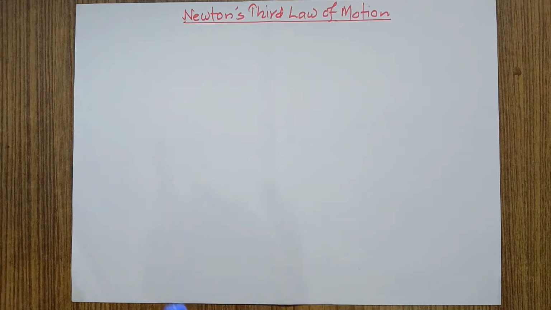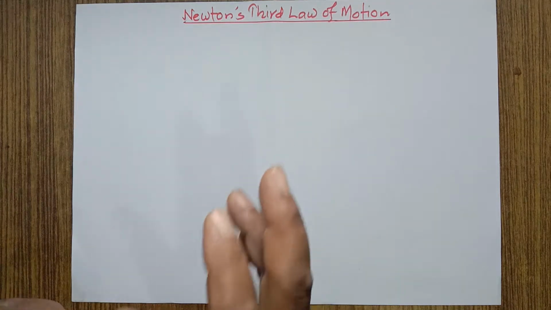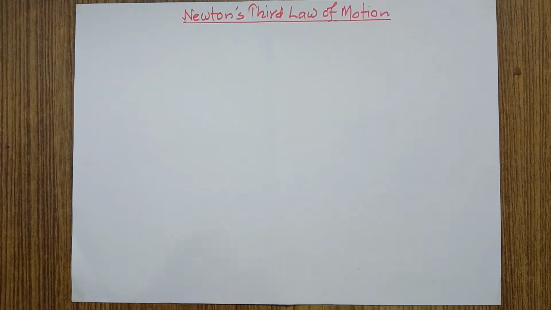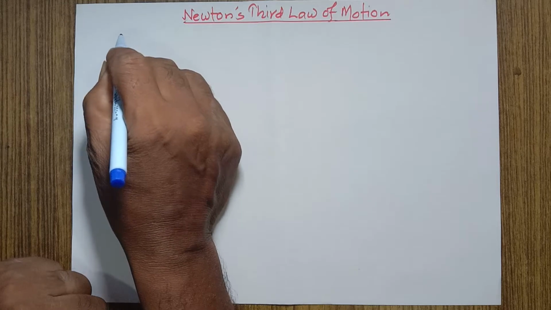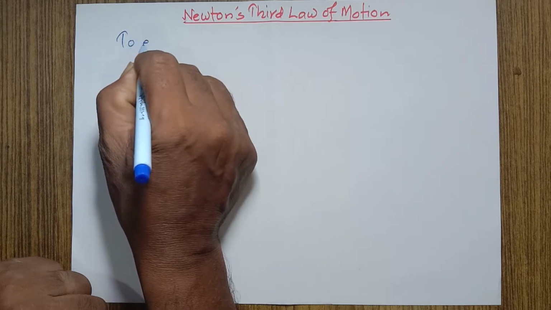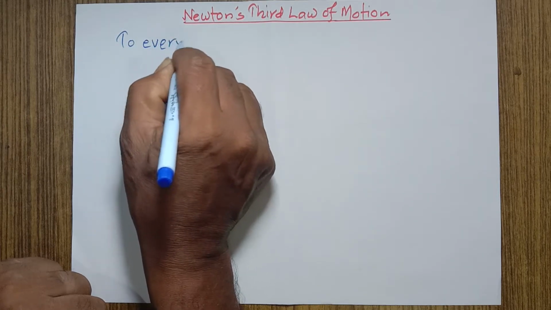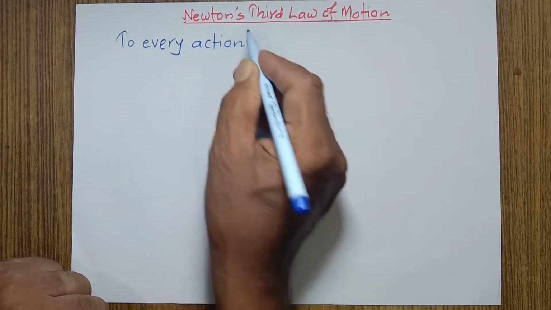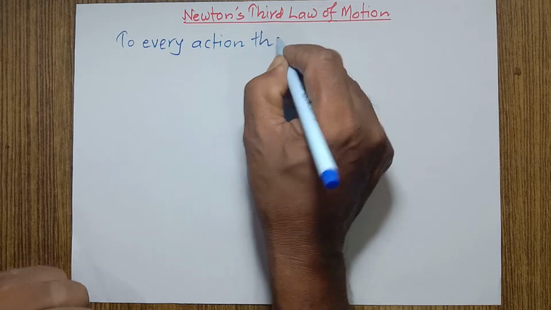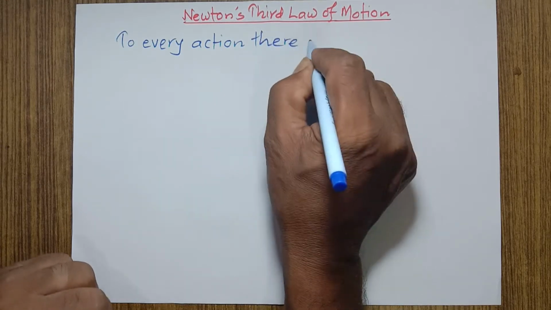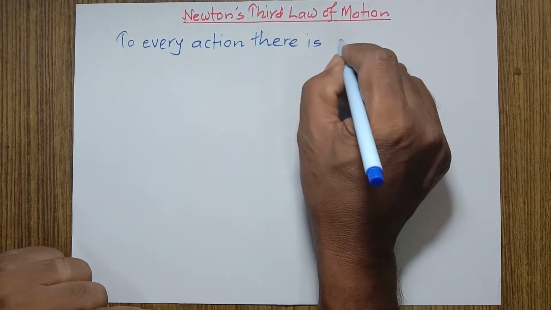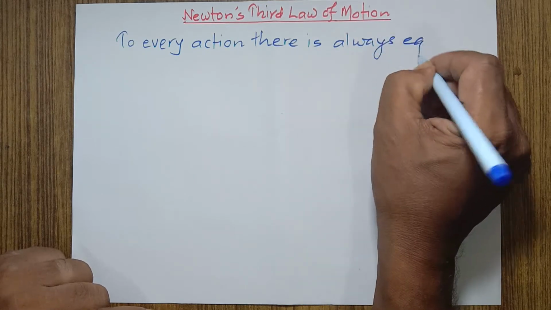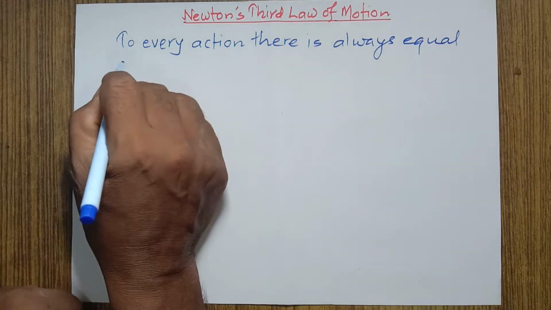Newton's third law of motion. This is one of the very famous laws among the three Newton's laws of motion. According to this law, to every action, there is always an equal and opposite reaction.